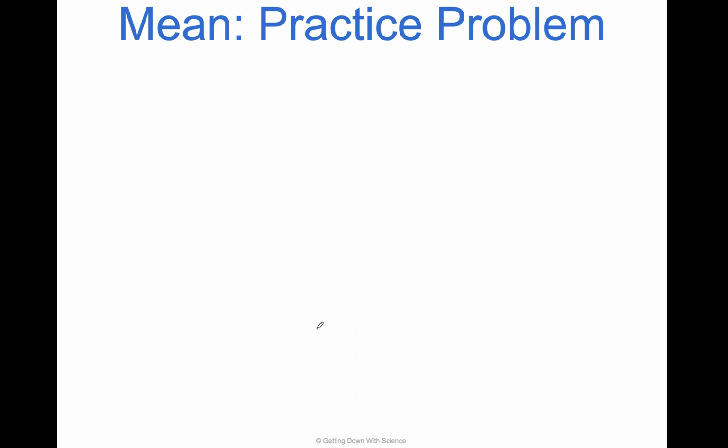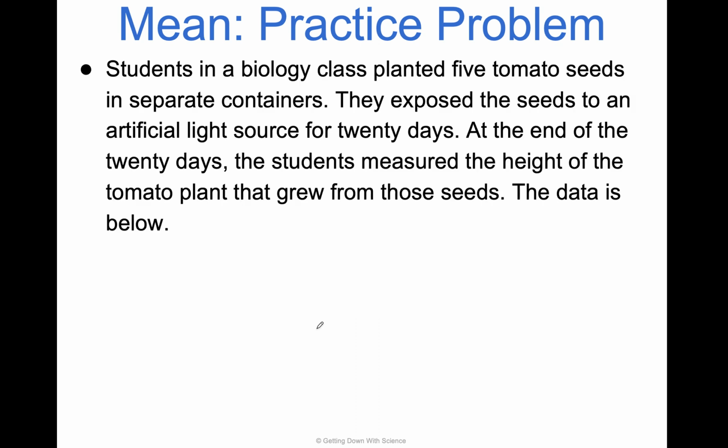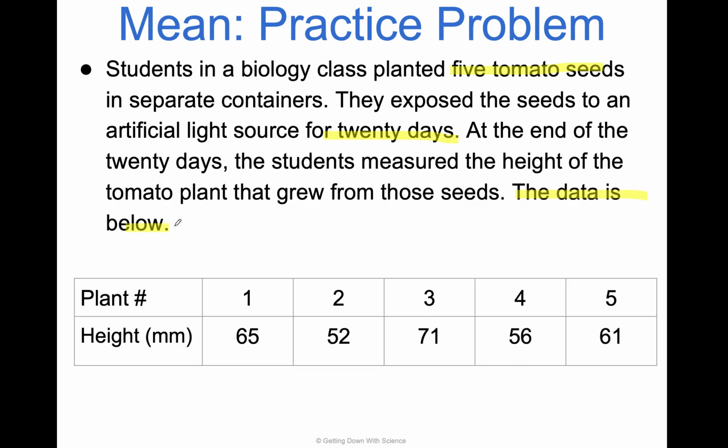Great. Let's practice. A student biology class planted 5 tomato seeds in separate containers. They exposed the seeds to an artificial light source for 20 days. At the end of the 20 days, the students measured the height of the tomato plant that grew from those seeds. The data is below. There's our data. Get it? Got it? Good. So, what is the mean of the data? How are you going to do this?